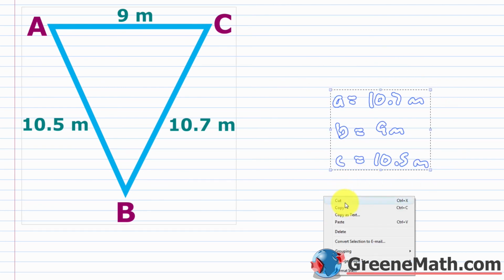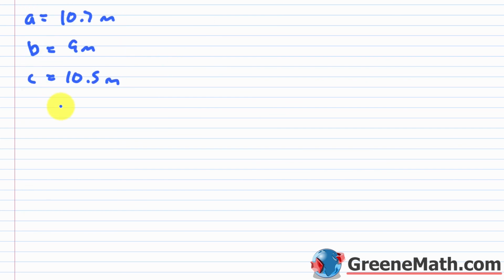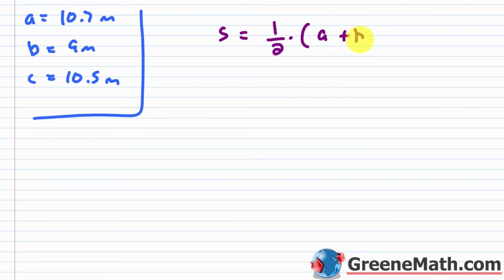So let me grab this, cut this away, bring this over here. Let me paste this in here, okay? Let me give you a little formula. For Heron's formula, the first thing is you're going to find the perimeter of the triangle and divide it by 2, okay? In your book, you're going to see this called S. So S is equal to 1/2 times the sum of the sides, A plus B plus C, okay?